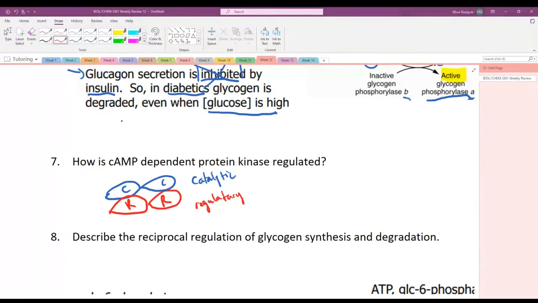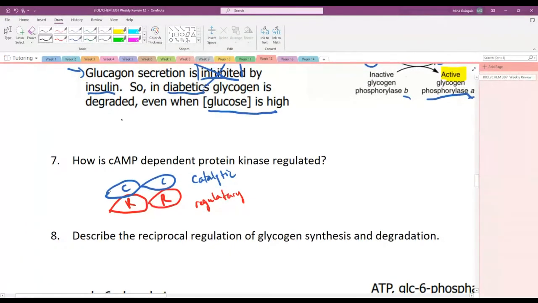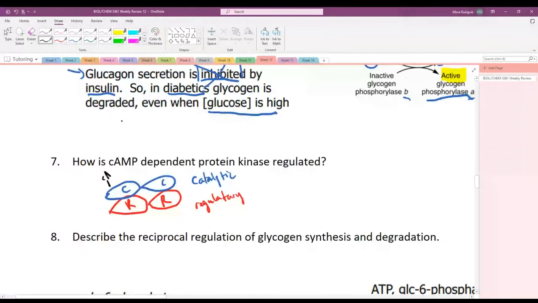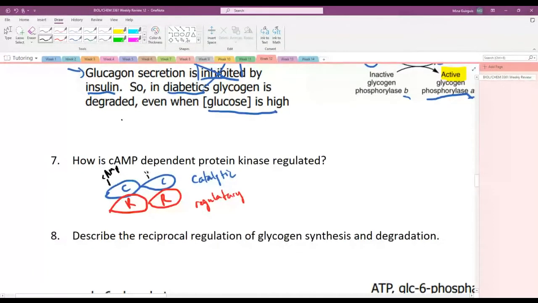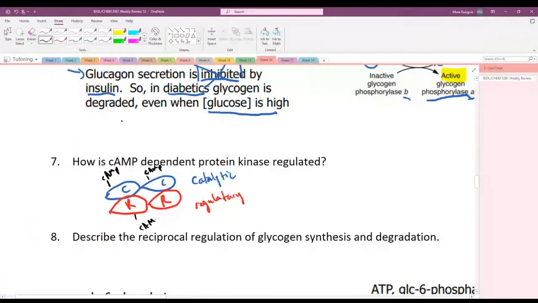And so effectively what happens is that by binding cAMP, these subunits dissociate from one another, leaving the catalytic subunits free to catalyze, and so it creates the active kinase.